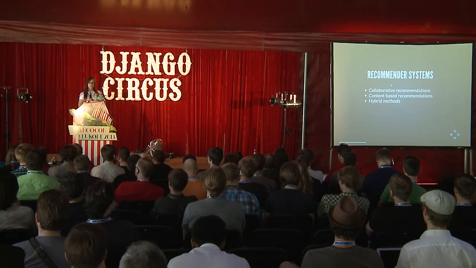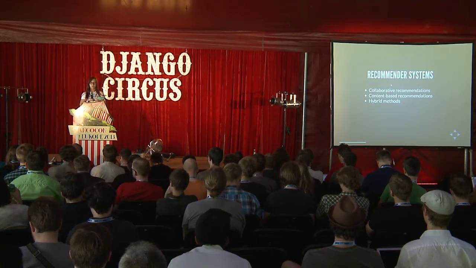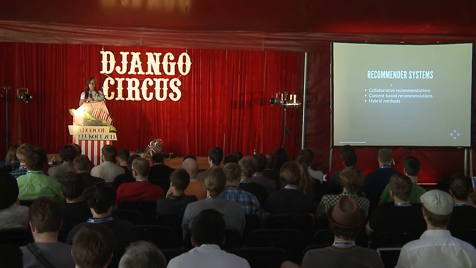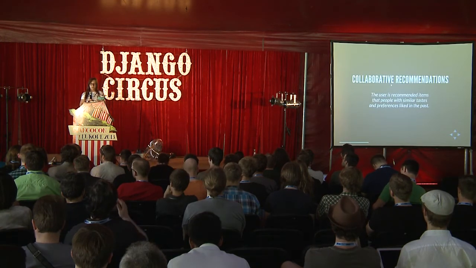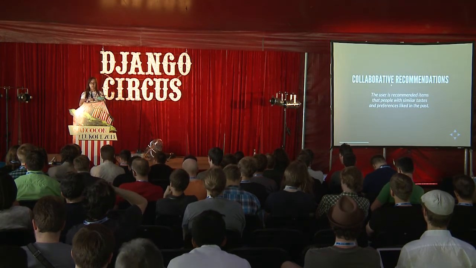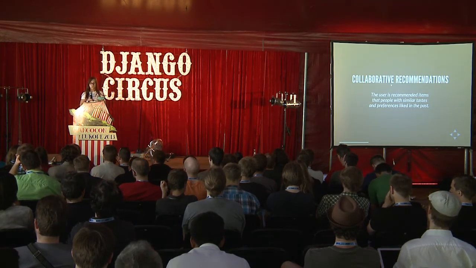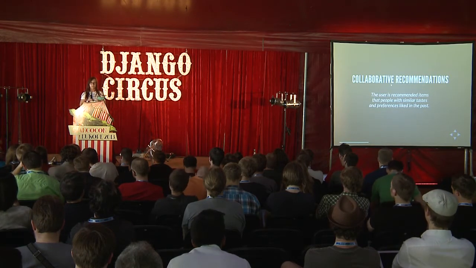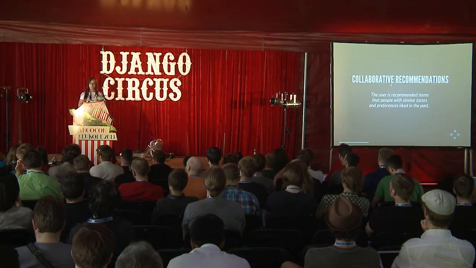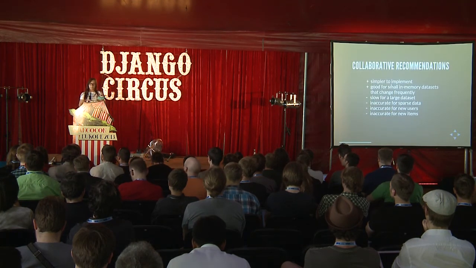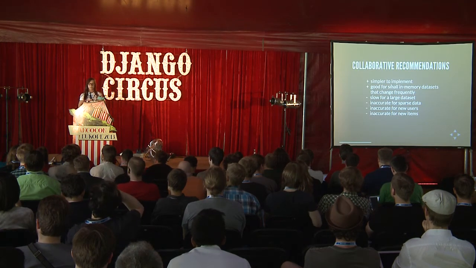So recommender systems can be divided into three main groups: user-based recommendations, content-based recommendations, and hybrid methods that combine both of these. Collaborative recommendations are created for the user based on other users' actions and tastes, similar to the actions, ratings and tastes that the current user has. Collaborative recommendations have their limitations.